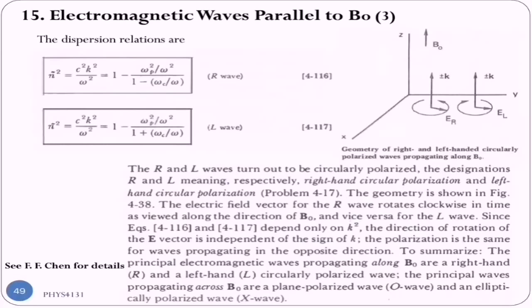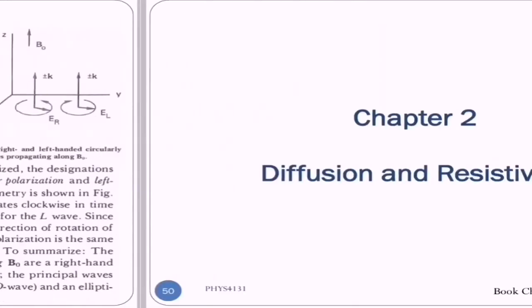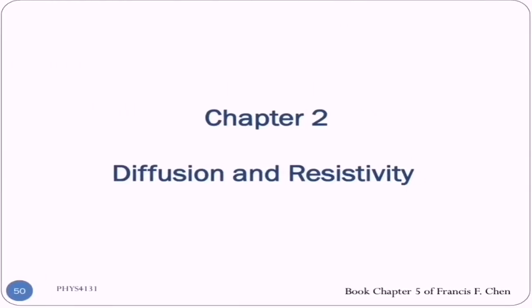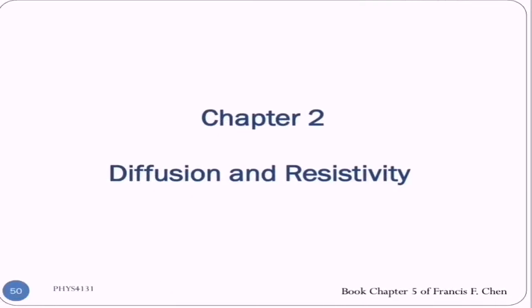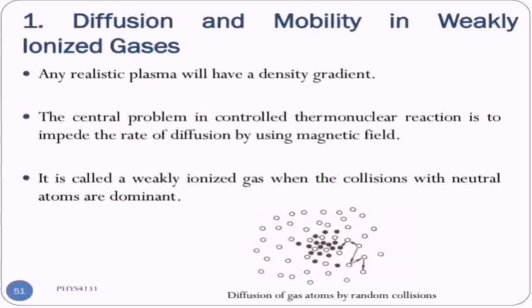Our next chapter of Plasma Physics 2 is diffusion and resistivity. Chapter 5 of the book of Francis F. Chen is closely followed for chapter 2, diffusion and resistivity. Our first topic of chapter 2 is diffusion and mobility in weakly ionized gases.